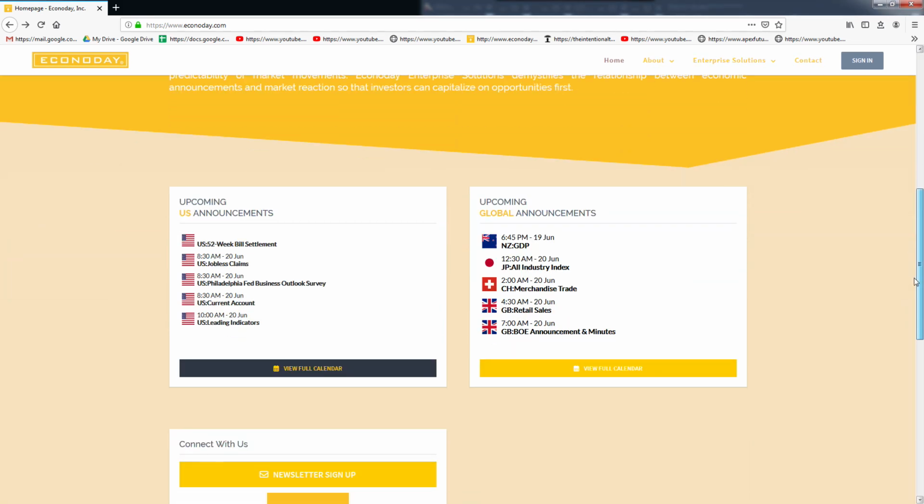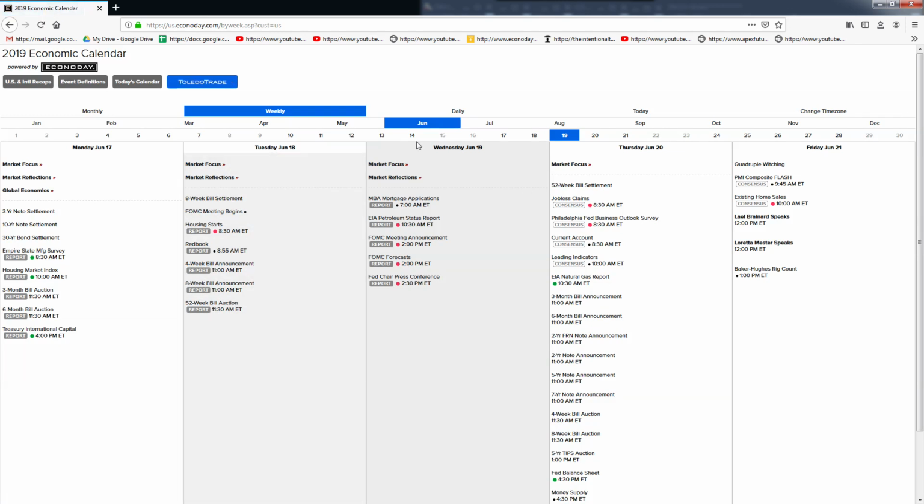What you can do is scroll down, and you have two options here. We have global announcements, which can move the market. And then we have U.S. announcements. Now, if you're trading the ES, you're going to want to go to the U.S. announcements. And this is what you'll see. I recommend saving exactly what you're seeing here as a home page on your trading PC. Hopefully you don't do anything else on your trading PC other than trading. That's a whole other topic right there.